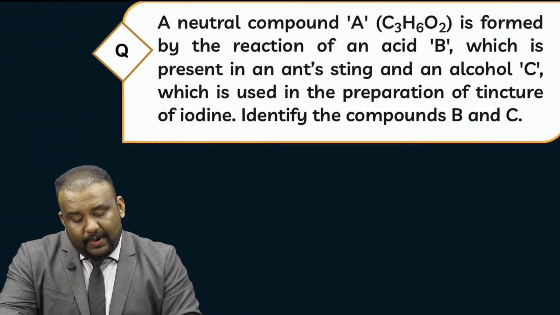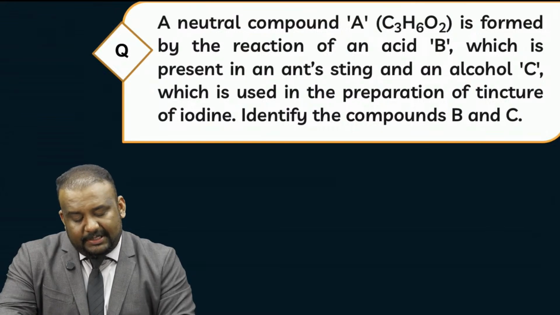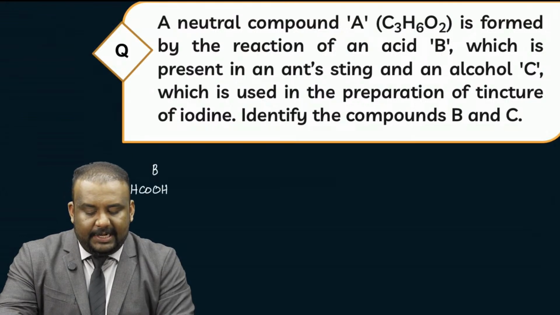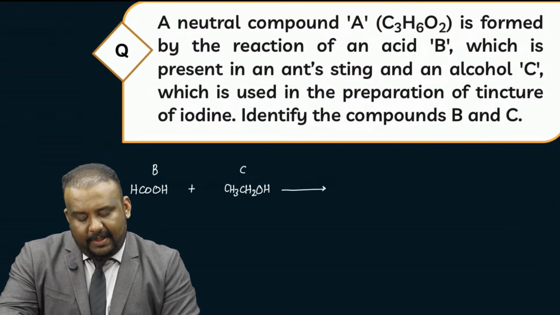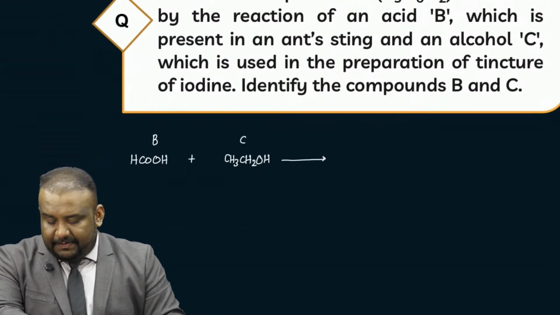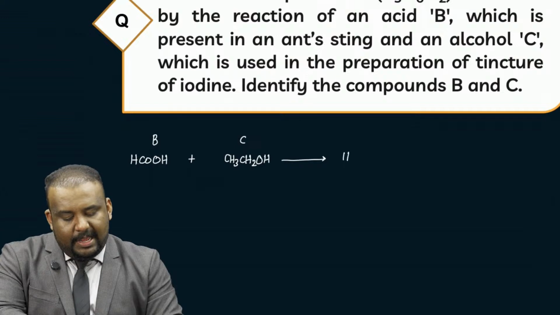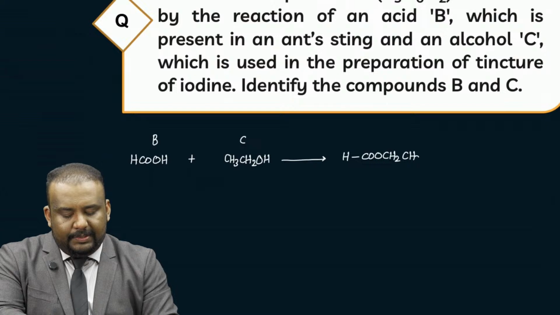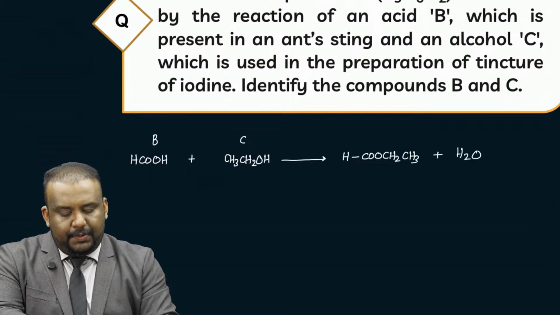That is the question. So, a neutral compound A is formed by the reaction of acid B and alcohol C. So, acid B is present in ant sting. And ant sting acid is methanoic acid, which is reacting with C, which is ethanol, because it's used in the preparation of tincture of iodine, they say. So, how do we make a product in this? HCOOH plus C2H5OH will give you what? HCOOCH2CH3 plus H2O.